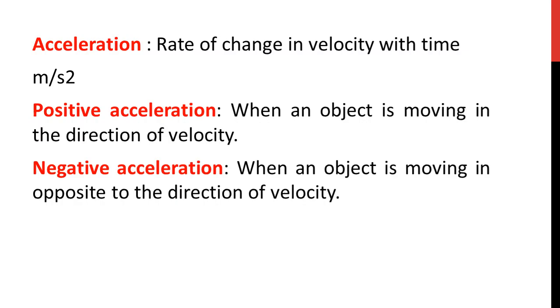In acceleration there are two types, positive acceleration and negative acceleration. When it comes to positive acceleration, the movement of an object and the direction of velocity are both in the same direction, and then it is called positive acceleration. When an object is moving opposite to the direction of velocity, which means the object's movement is in one direction and velocity is in the other direction, that is called negative acceleration.